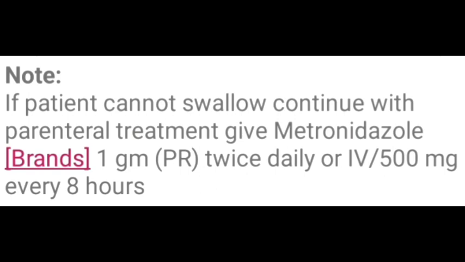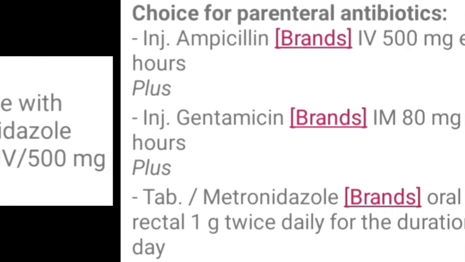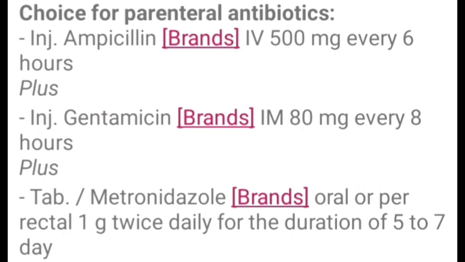If the patient can swallow, continue with parenteral treatment; give metronidazole 1 gram PR twice daily or IV 500 mg every 8 hours. Choice for parenteral antibiotics: injection ampicillin IV 500 mg every 6 hours, plus injection gentamicin IM 80 mg every 8 hours, plus tablet metronidazole or parenteral 1 gram twice daily for the duration of 5 to 7 days.